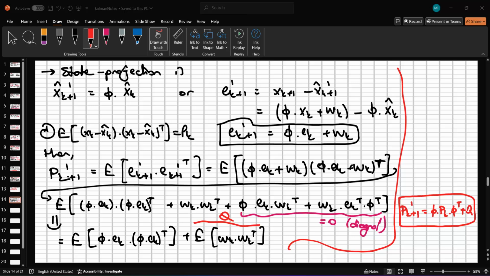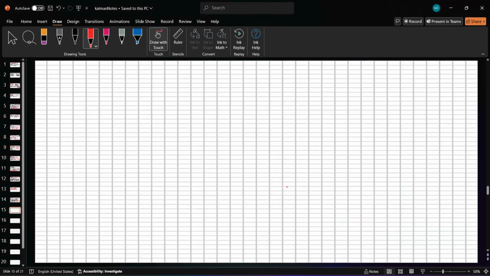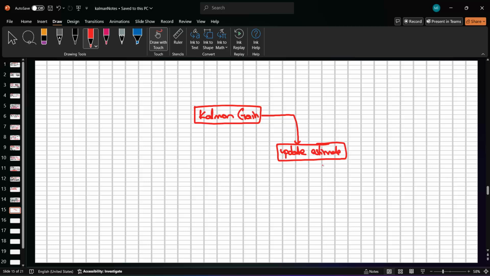At each step, we calculate the error covariance matrix, and then we select the K_k value, and after that we project it, and after that the Kalman gain is built. And so how can we summarize these equations in here? First of all, we need to build the Kalman gain in here. And this Kalman gain is used for the update of the estimate values.